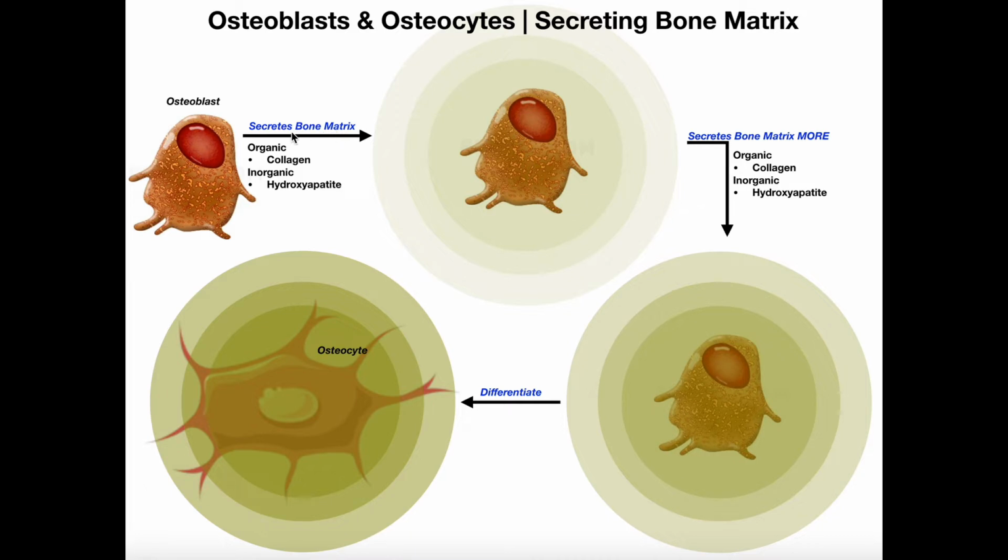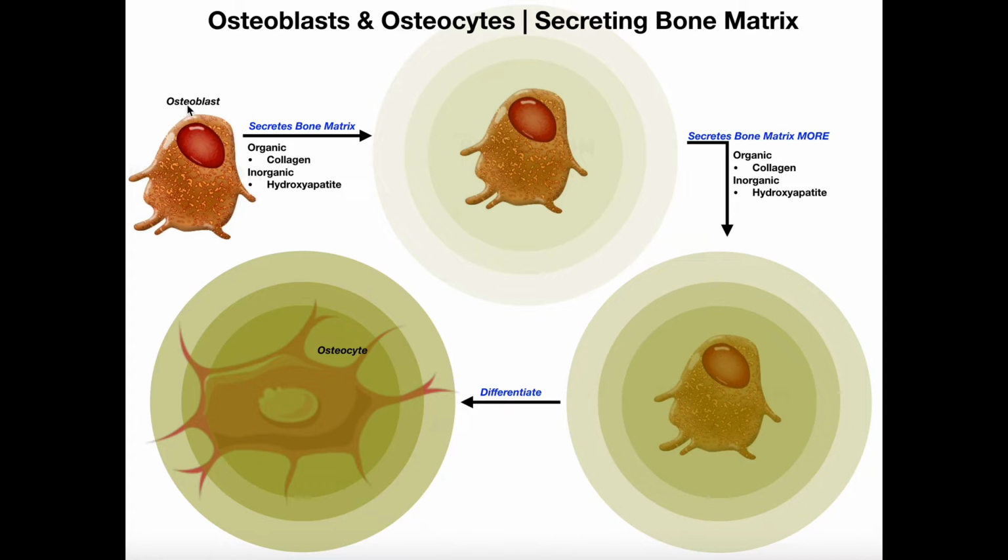And there are two major components of that matrix. We have an organic component, which is the collagen proteins. Collagen actually imparts flexibility to the bone. And then the inorganic component is something called hydroxyapatite. This is really just a term for all the calcium salts that exist inside the matrix, and the hydroxyapatite is what gives it its hardness.